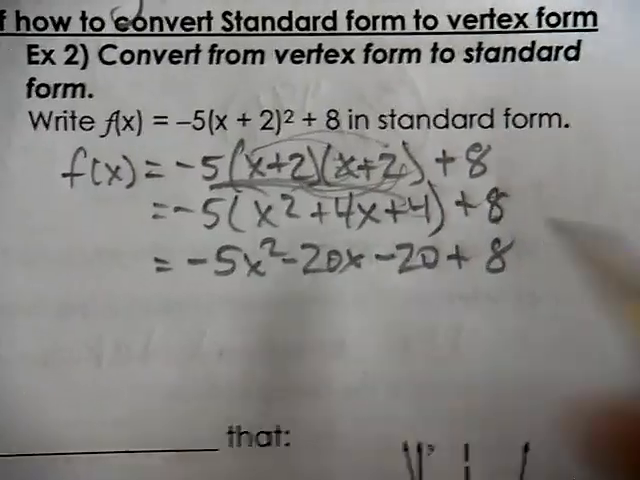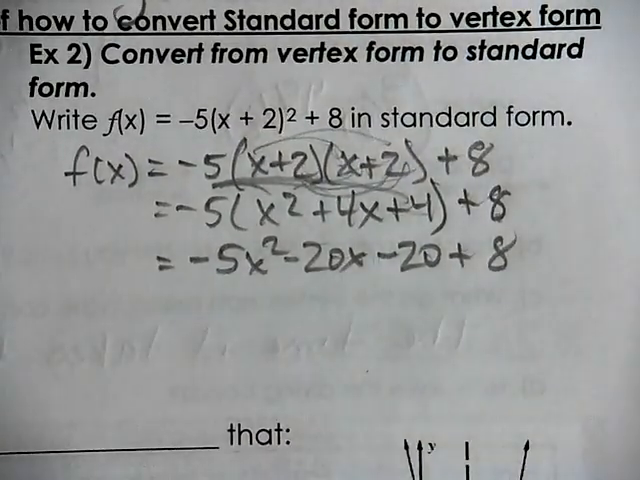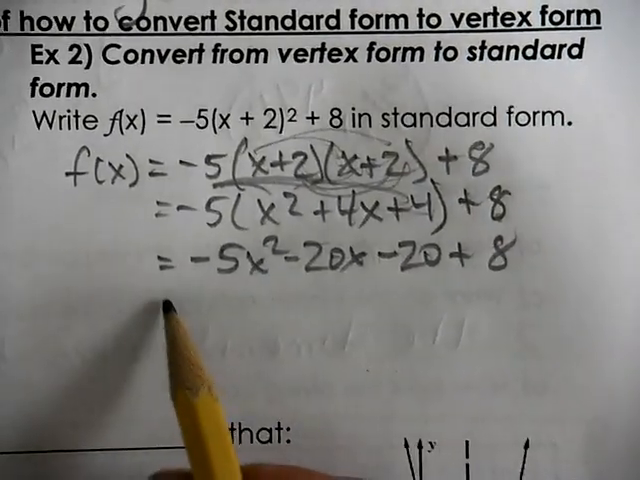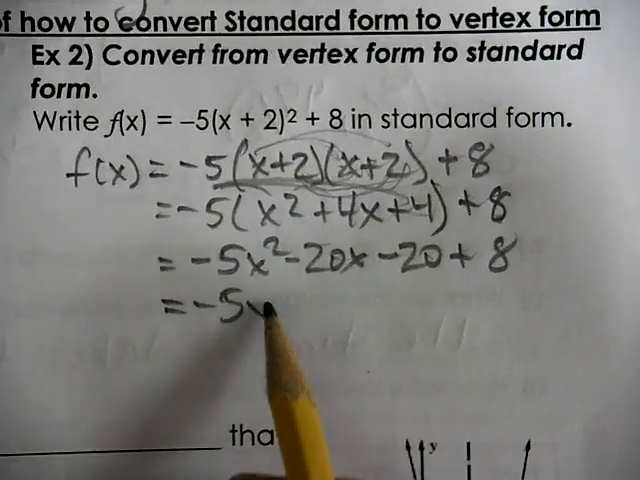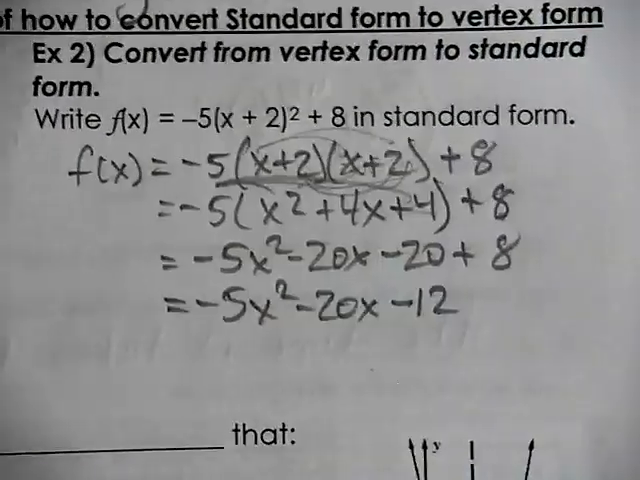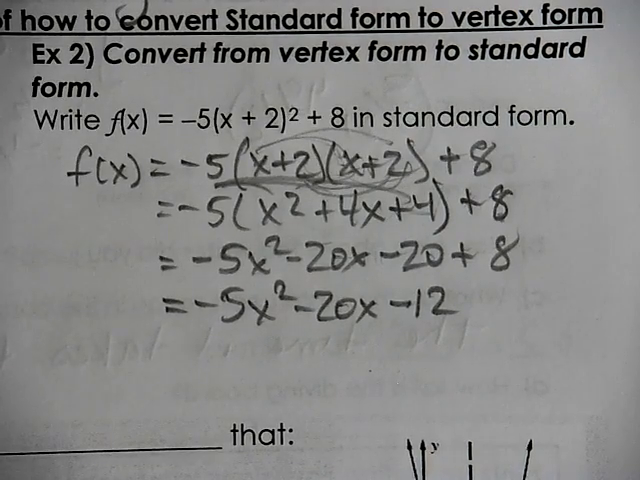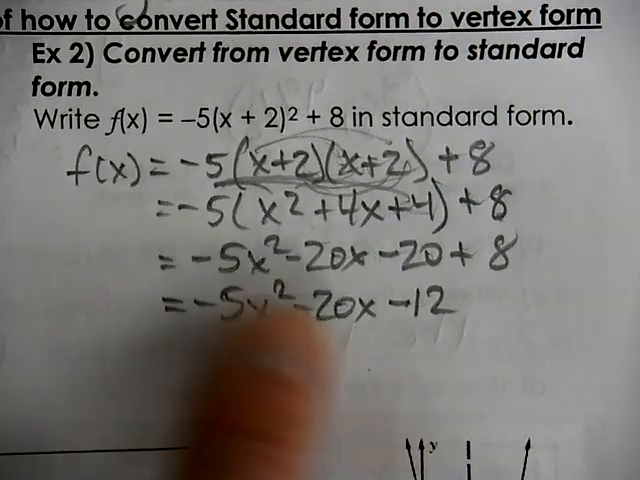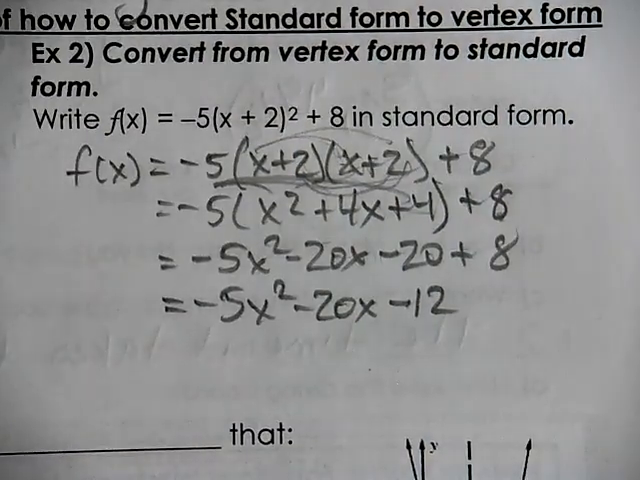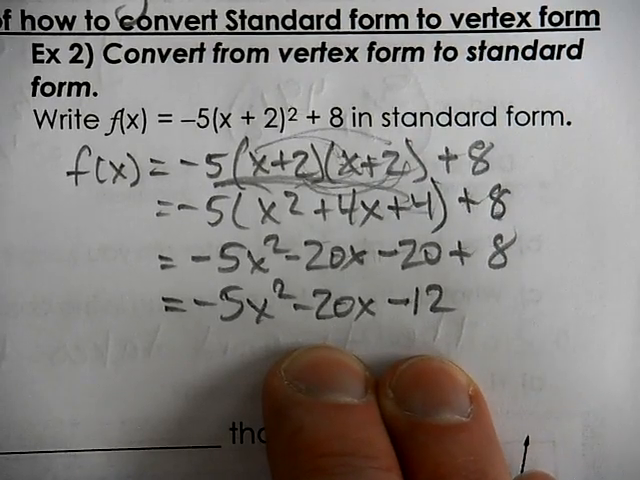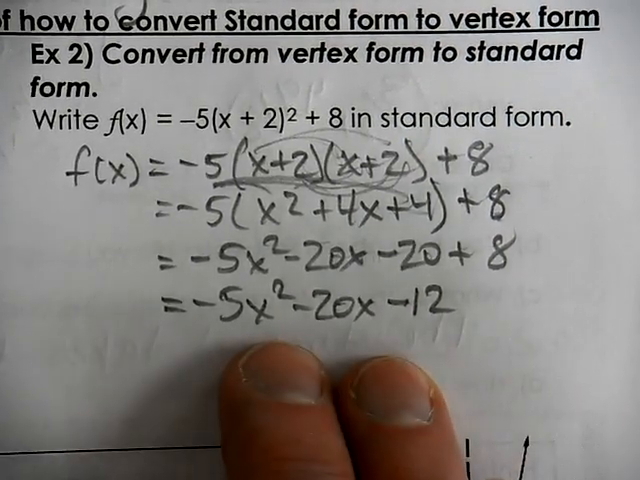Now we don't need parentheses. We've used the parentheses. Negative 20 and 8 can now be worked with. And of course, that's negative 12. There's your standard form. There's your vertex form. When you look at standard form, take a good look at that. Do you see the vertex in there?